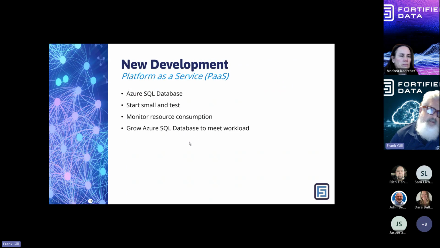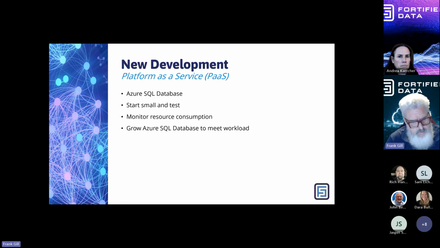So that was all talking about migration, this idea of taking what you have on-prem and moving it into Azure. In terms of new development, if you are looking to stand up new resources, you are building new applications, and you want to do this in the cloud, something you might want to look at is using Azure SQL Database, which is part of the platform as a service offering.